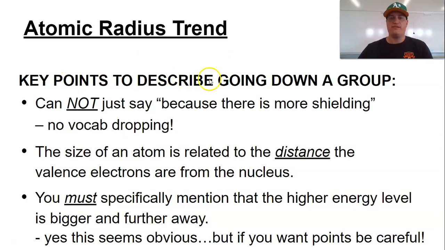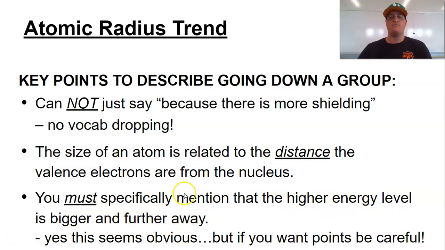So key points to describe. Can't just say because there's more shielding. Again, don't drop that vocab. Size of an atom is related to the distance the electrons are from the nucleus. So that's the way you want to talk about it. The outer electrons, valence electrons, are further from the nucleus, or closer to the nucleus. You also must specifically mention that a higher energy level is bigger and further away.